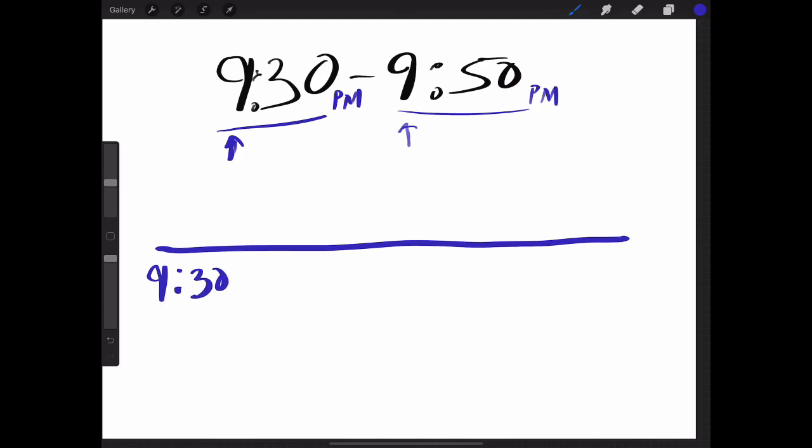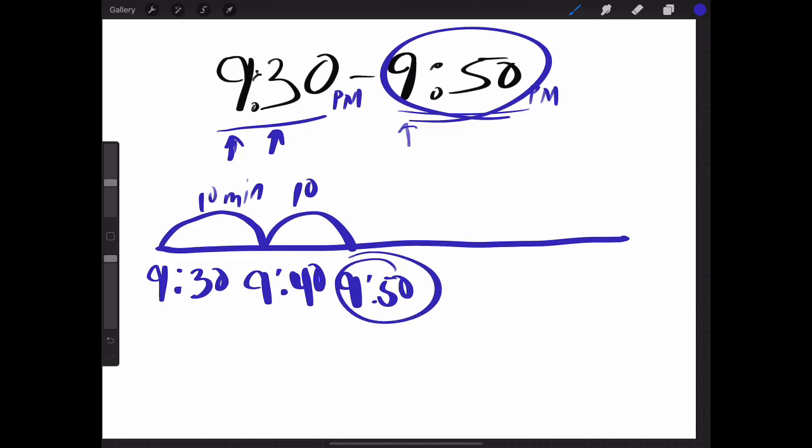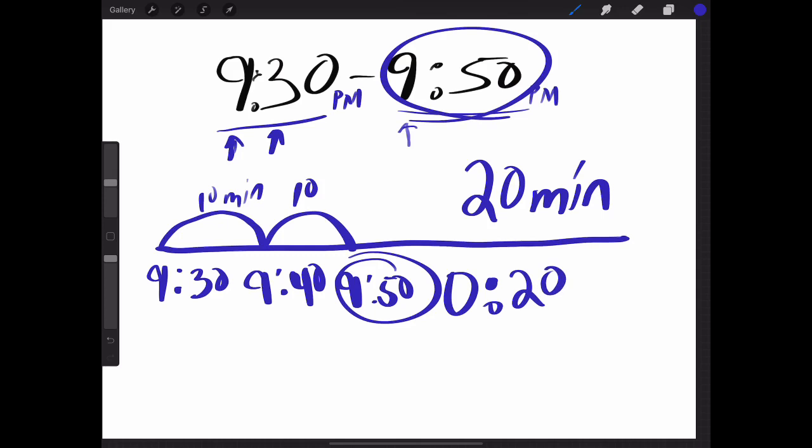So for this one, we need to go to 9:30, and I'm going to jump up by 10 minutes. Jumping up 10 minutes would be 9:40. Go up 10 more minutes. It's 9:50. Are we at our stopping point? Yep, we are. So from 9:30 to 9:50, that is 10 minutes plus 10 minutes, which makes 20 minutes. Could also be written as 0 hours and 20 minutes. That's another way to write it.